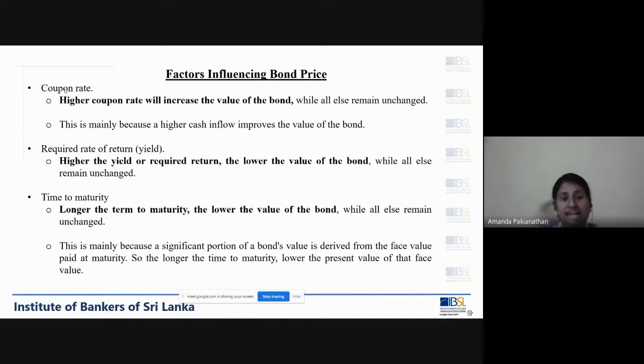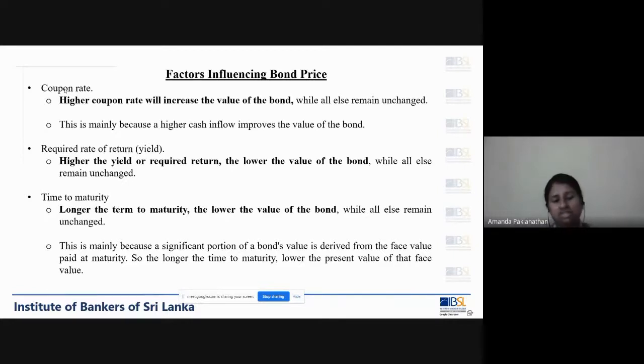Why? That decides the required rate of return, decides your discounting. If you are going to expect higher return, then you have to discount it by a very high rate. Then what remains is very low. The value of the bond will decrease.